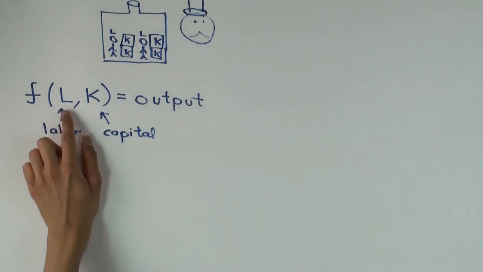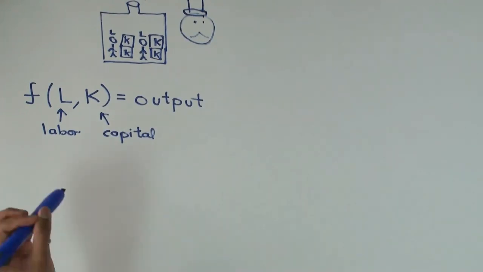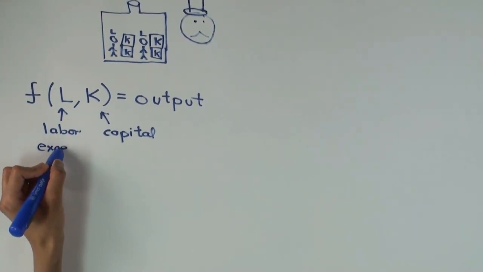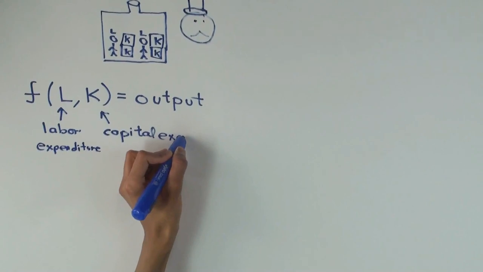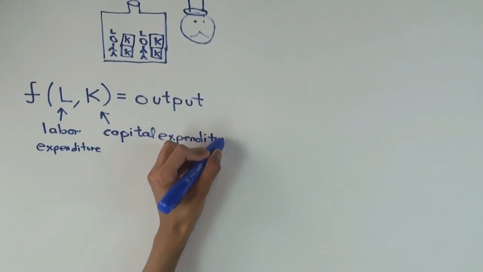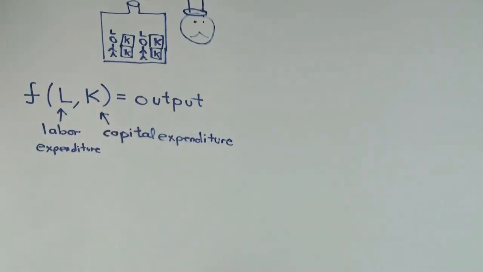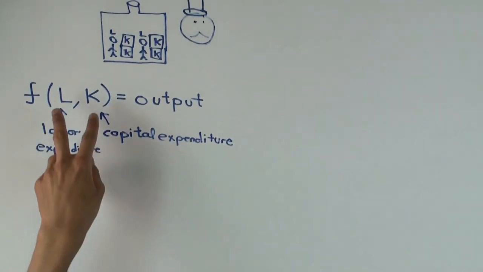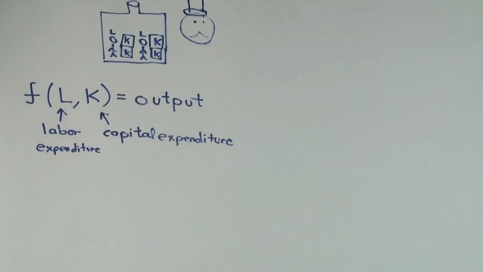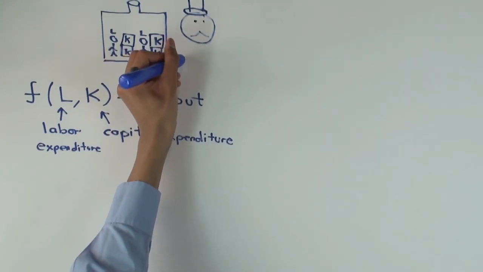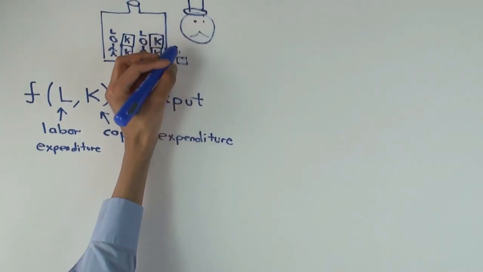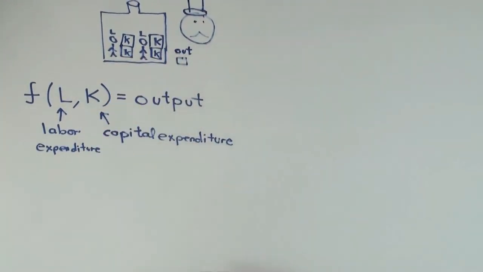Okay, and so this guy has to decide what he can, and I'll abuse notation, I'll just use L for the labor expenditure, the amount of money that he spends on labor, and K for the capital expenditure. And he knows that there's a function of two variables, labor expenditure and capital expenditure, which, if he puts in a certain labor expenditure and a certain capital expenditure, he'll get a certain output from the factory. That's the output, whatever the output of the factory is. So he knows the output is a function of these two variables.